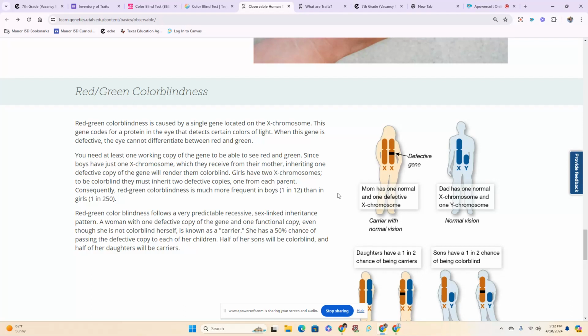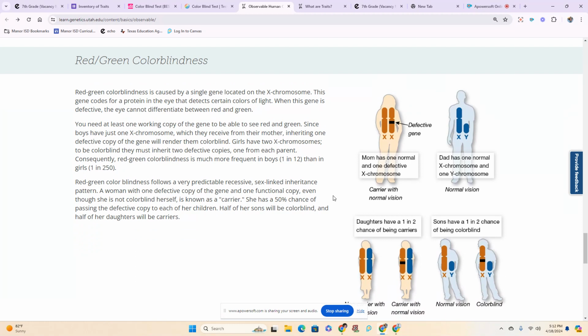A woman with one defective copy of the gene and one functional copy, even though she is not colorblind herself, is known as a carrier. She has a 50% chance of passing the defective copy to each of her children. Half of her sons will be colorblind, and half of her daughters will be carriers. So that is pretty cool.